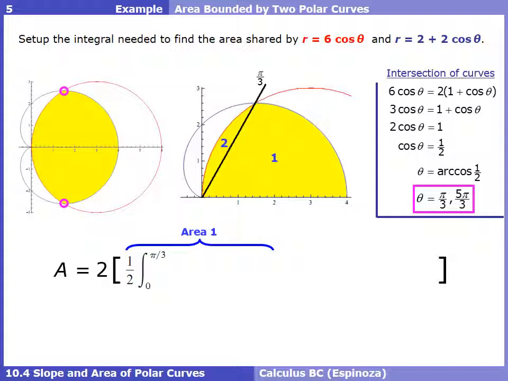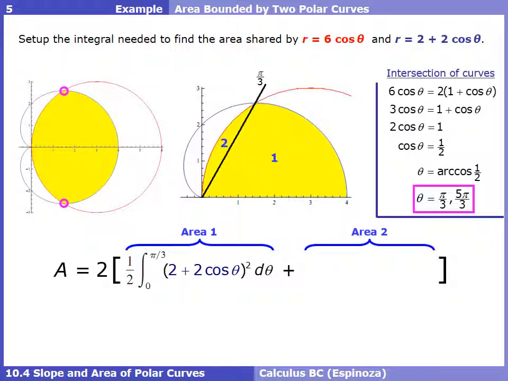Well, we're dealing with our cardioid in that case, so that's going to be the 2 plus 2 cosine theta, and all of that, of course, has to be squared by the formula. And then again, don't forget that 1/2 in front. So that's the integral for area 1.